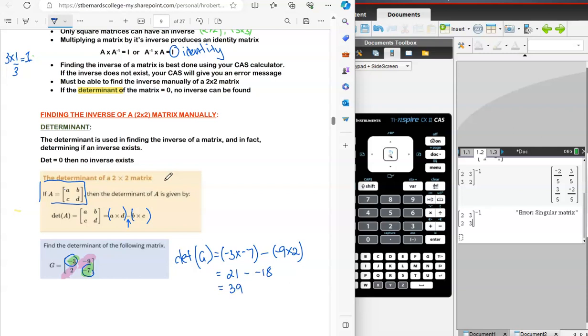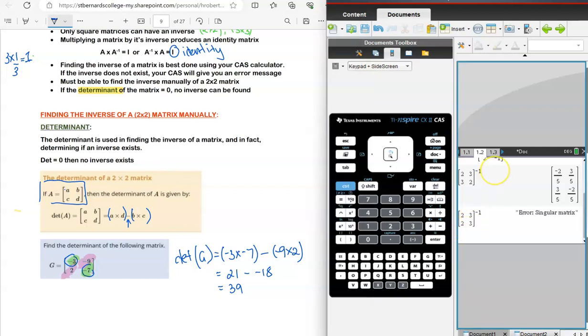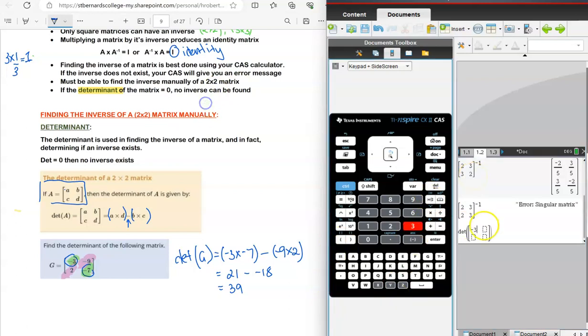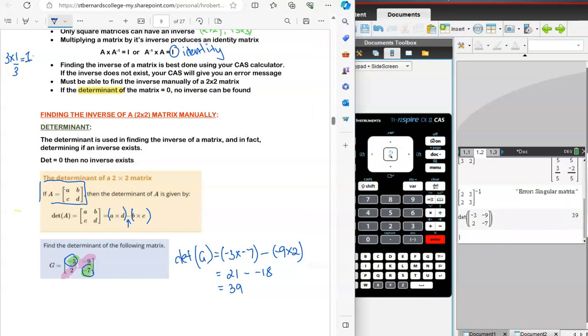So there I can do it manually, but if I was going to just do that one on the calculator, all you need to do is type in DET, then you put the curve bracket, then you pop in the matrix that you want to find the determinant for. So I've got -3, -9, 2 and -7. If I press enter, I end up with 39, which is what I got. So that's how we can find the determinant on our calculator.